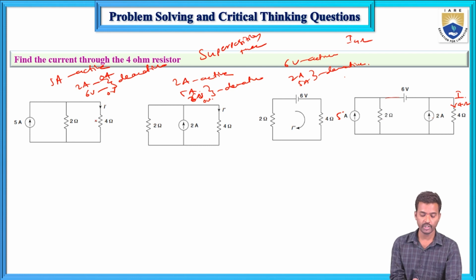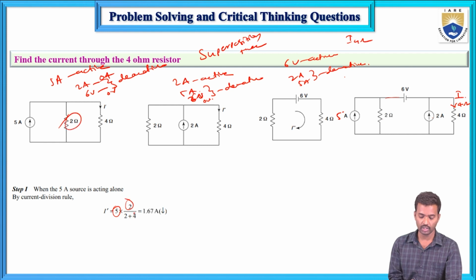So now how will we calculate? By using current division we can calculate this one. So total current and 2 branches, opposite. Total current is this one, opposite branch resistance is 2 and total branch 2 plus 4 is this one. So this current is 1.67 amperes downwards. And next here is also the same current division.